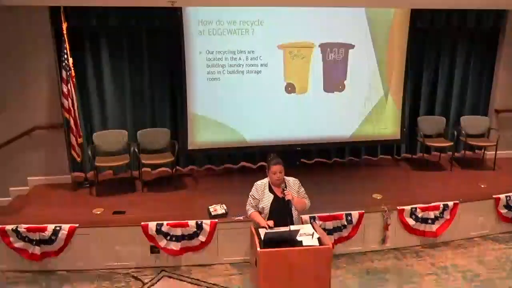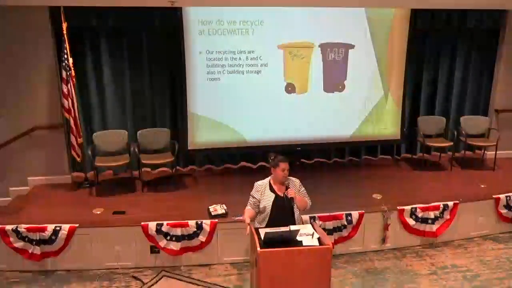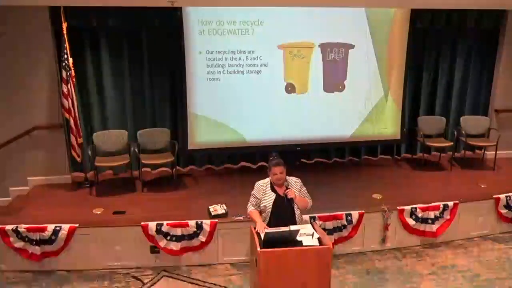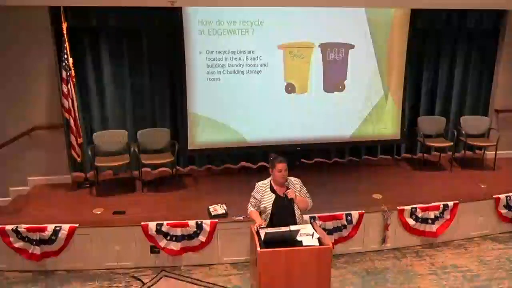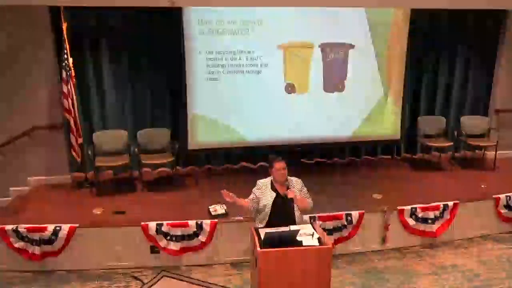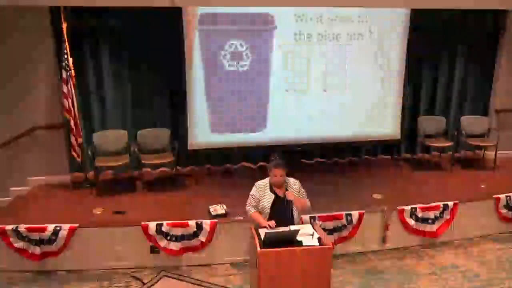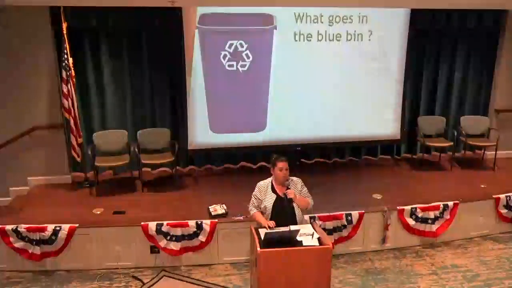All right. Now, where are these recycling bins? Everyone knows where the recycling bins are, right? A building, B building, C building laundry rooms, and C building is lucky because they have double storage. They have the recycling bins also in the storage rooms. What goes in the blue bin? Can anyone tell me what goes in the blue bin?